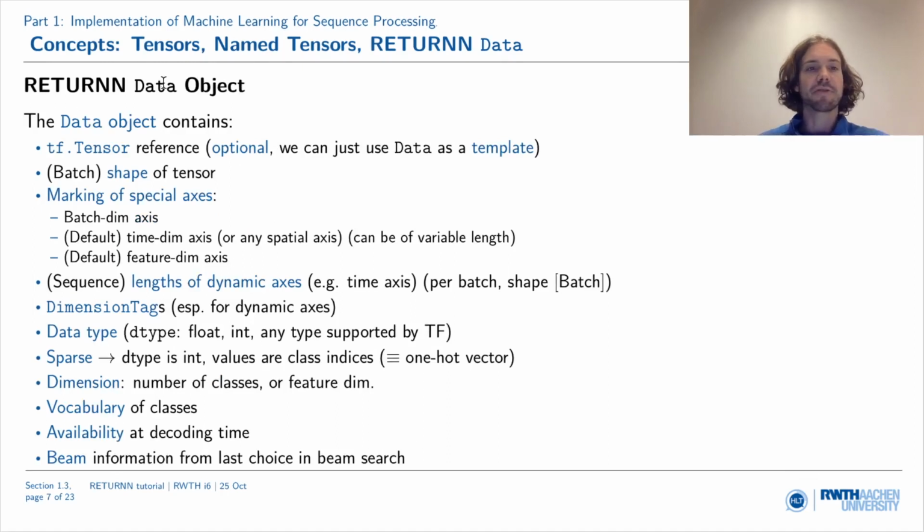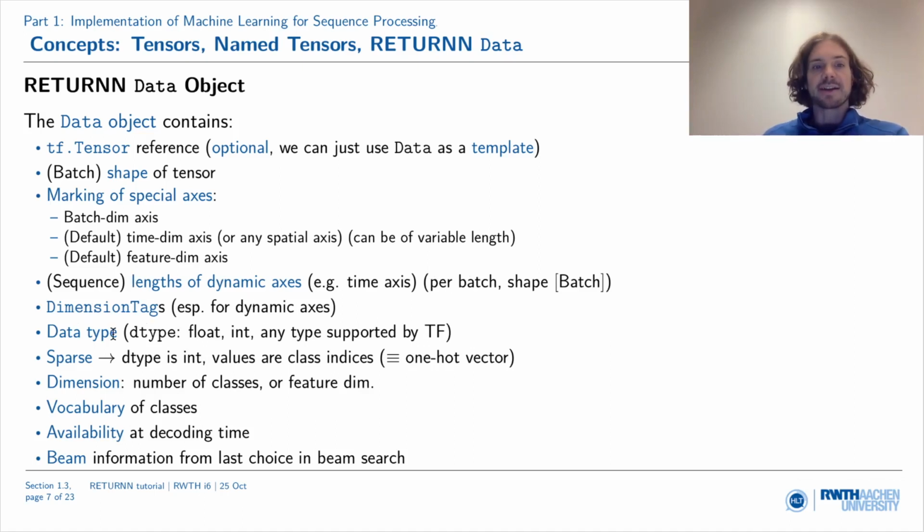So the Data object in RETURNN contains multiple things. First of all, the TF tensor reference, and this is optional. So we can also use it without that, and then we say it's a template which just describes how the data looks like. Then it has a shape, of course, marking of special axes like batch, dimension, time, feature. Then it also stores the sequence lengths of all these dynamic length axes, like the time axis. It stores dimension tags, especially for the dynamic axis.